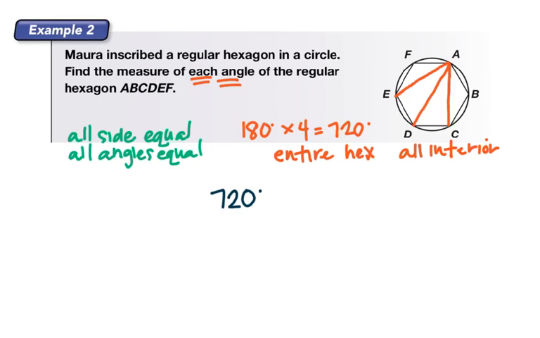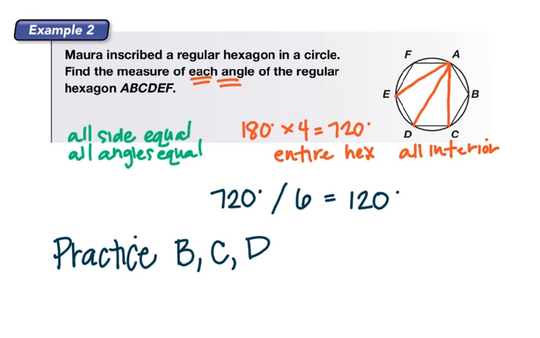720 degrees and divide that by 6. And when we do that, we find that each angle is going to equal 120 degrees. Okay, pause here, go do practice B, C, and D, and then come back to finish out the video.